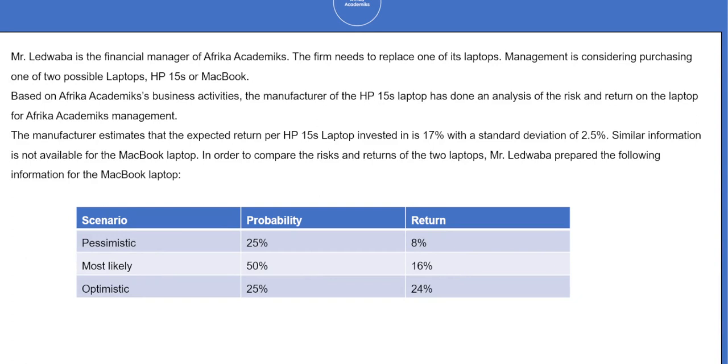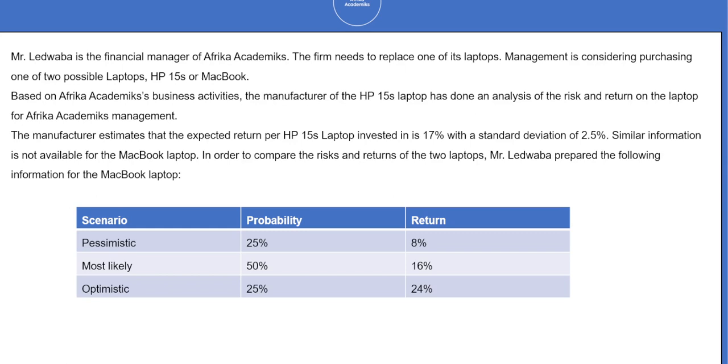Okay, so the question says Mr. Ledoba is the financial manager of Afrika Academics. The firm needs to replace one of its laptops. Management is considering purchasing one of the two possible laptops. There's the HP 15S or a MacBook. Those are the two options that the management is considering.